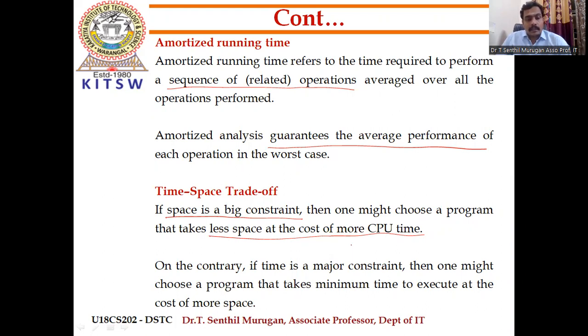And contrary to that, what will happen? If time is the major constraint, space is more, but we don't have time. So what do we have to do? One might choose the program that takes minimum time to execute at the cost of more space. Space is more. Okay. So for example, 2 GB RAM is there, but you have very little time. Then time is the constraint. So with more space, how much time will it take? It will take only minimum time. That is the time space trade-off.